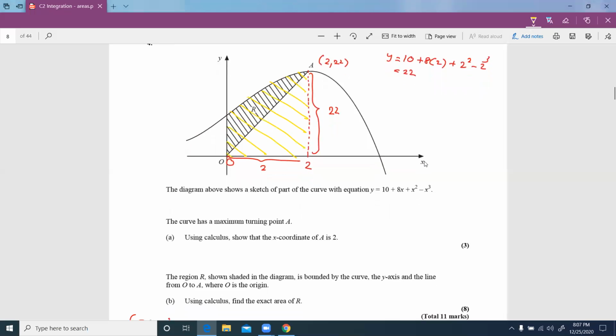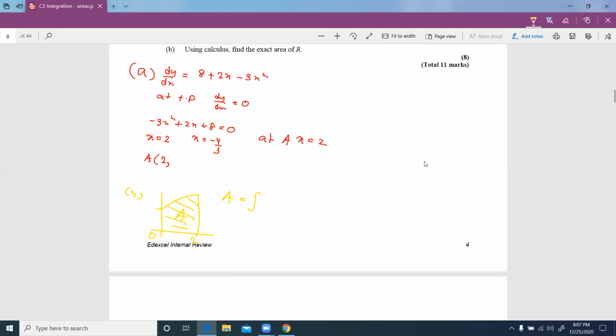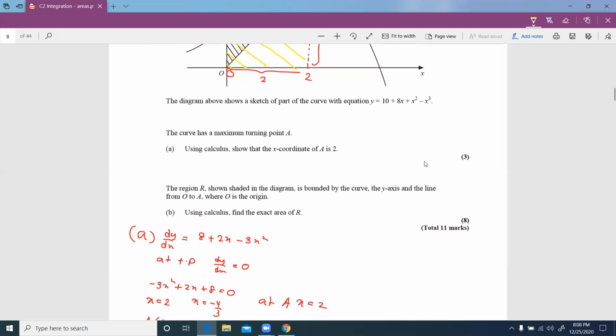So initially, I just find this part. It's this area. You can find area A. A is equal to the integration from, here the x coordinate is 0 and here the x coordinate is 2. So with that, the graph is this bit.